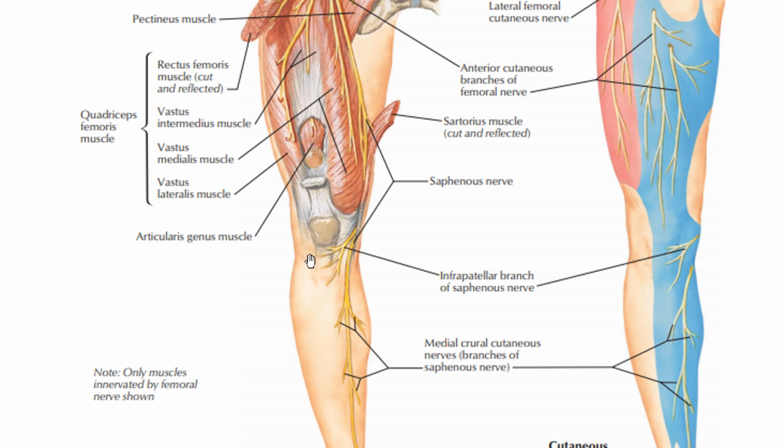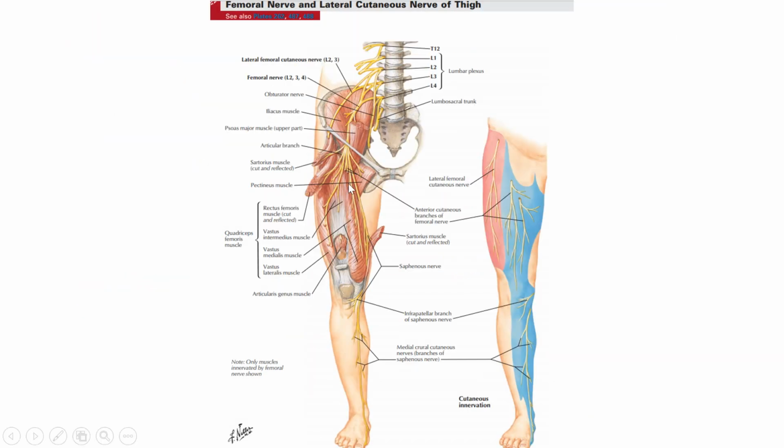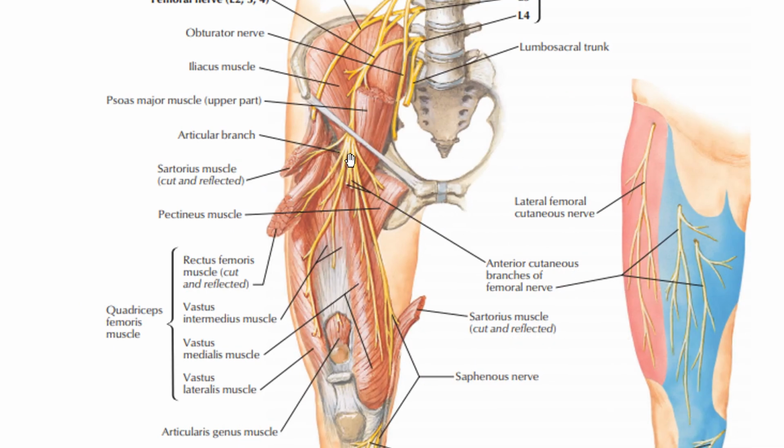And then on the anterior medial aspect of the leg, it moves downward and supplies the medial margin of the foot, the medial side of the foot, and the anteromedial aspect of the leg. Here, this blue one is the saphenous nerve. This is all saphenous nerve, and the saphenous nerve is a branch of the femoral nerve.